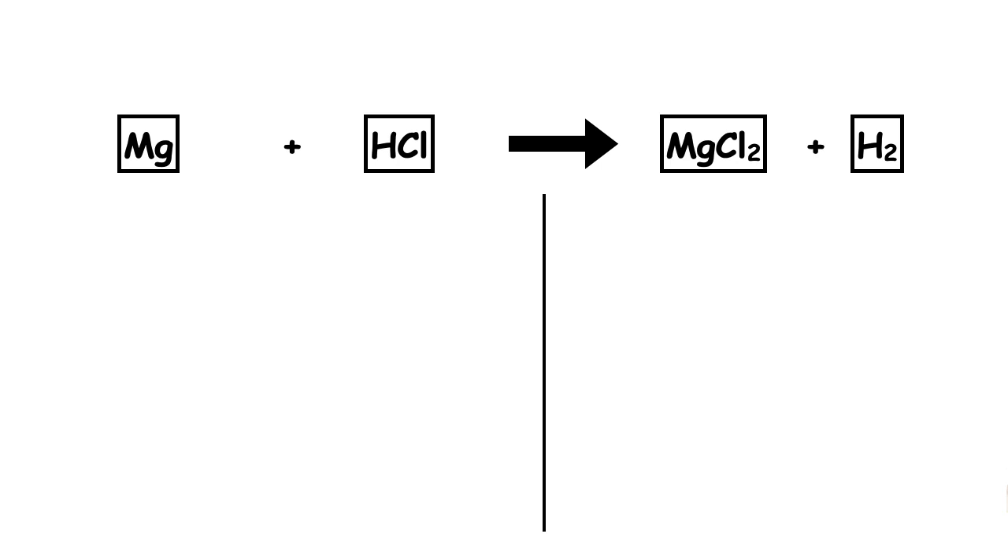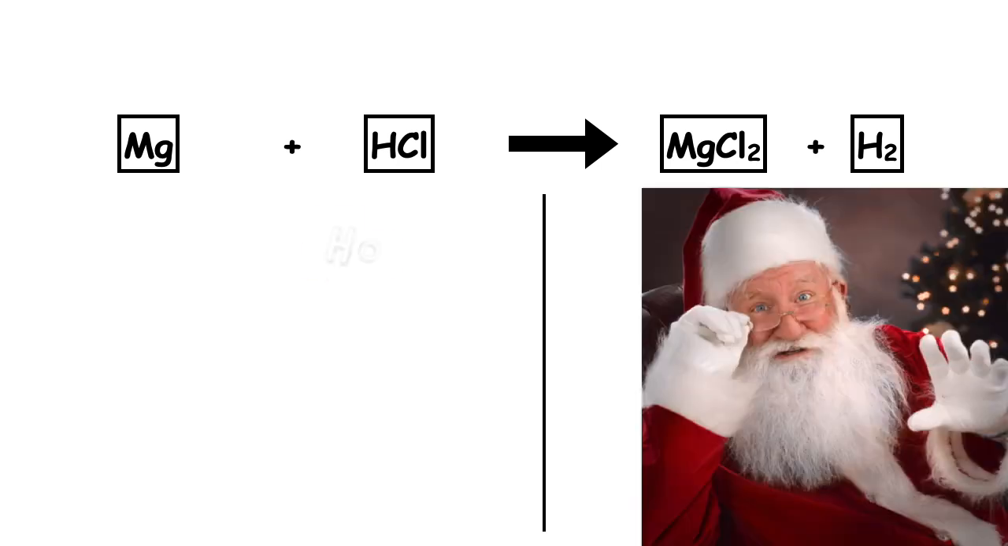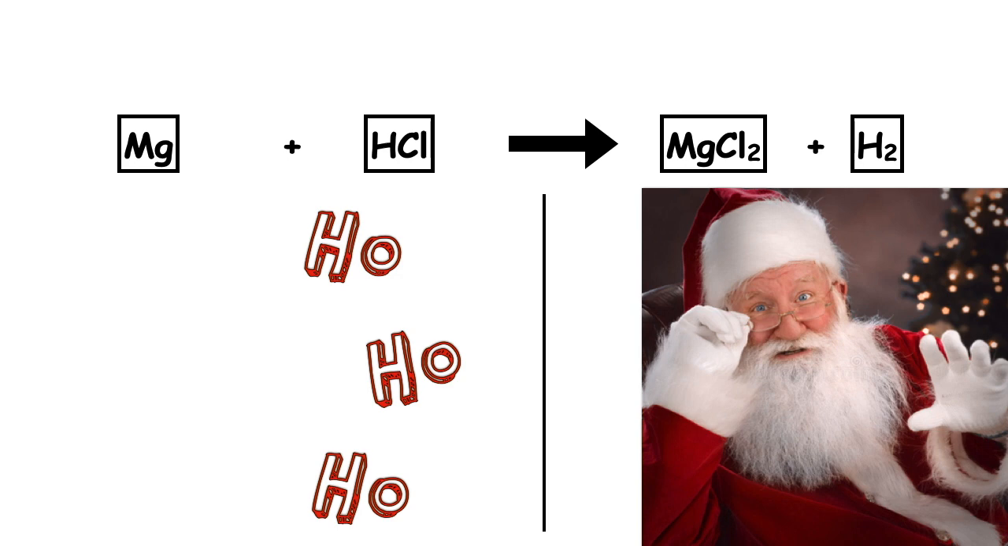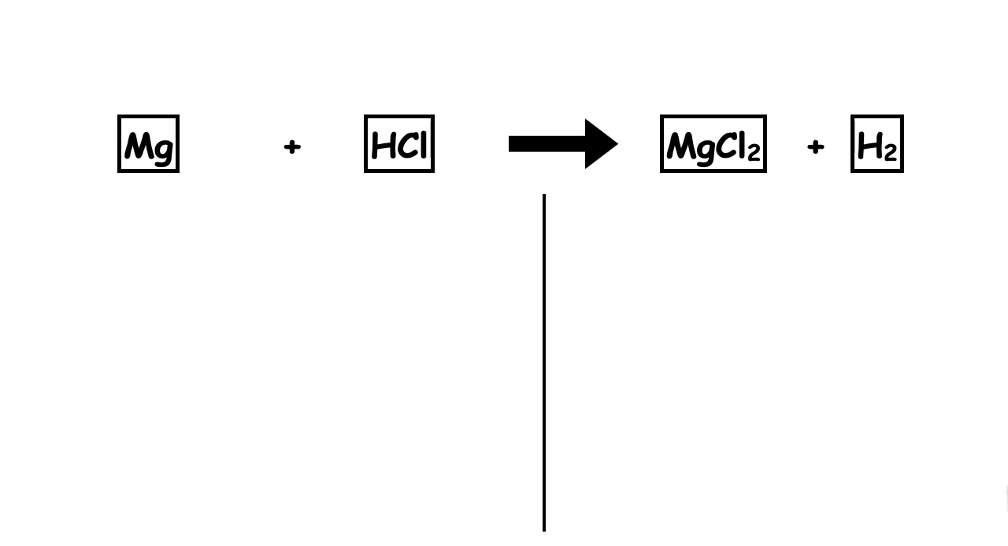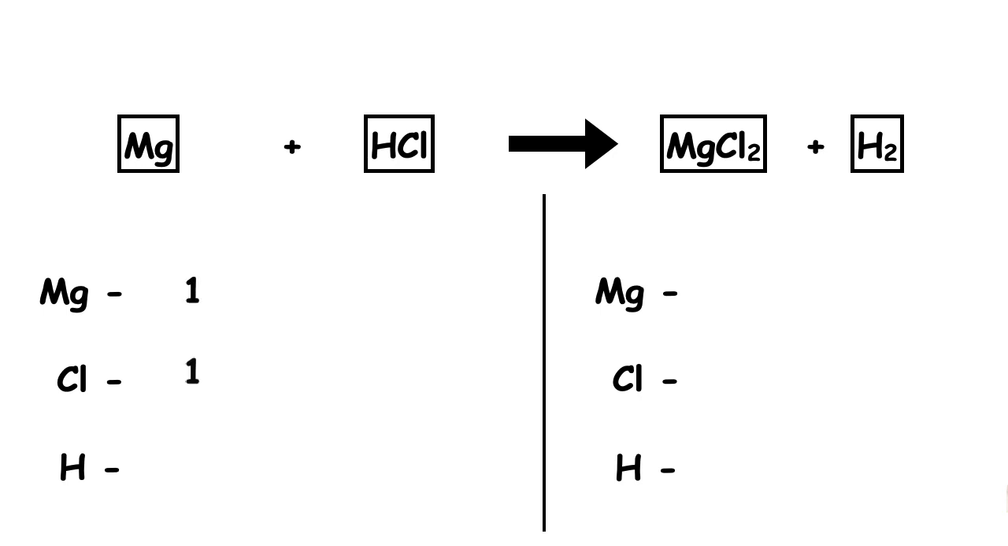So this is the last example showing you how to do the box method. The first thing that we have to make sure that we do is, from our equation, we put a box around each of the entities. Remember, ho ho ho, we do all other elements, then hydrogen and oxygen last. So we have magnesium, Mg, chlorine, Cl, hydrogen, H. We mimic that on the other side. How many magnesiums do we have on the left? We have 1. How many chlorines? 1. How many hydrogens? 1.